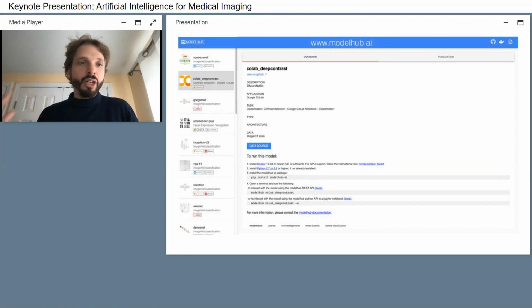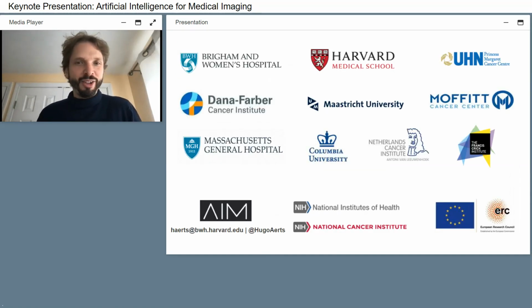So first, several of these models and reproducible pipelines have been shared on modelhub. You can go there and let me know if you have any questions about them or would like to use them. And we expect many more models to be shared there over time. All right, so that's the end of my talk, and thank you for your attention. I'm looking forward to the questions.